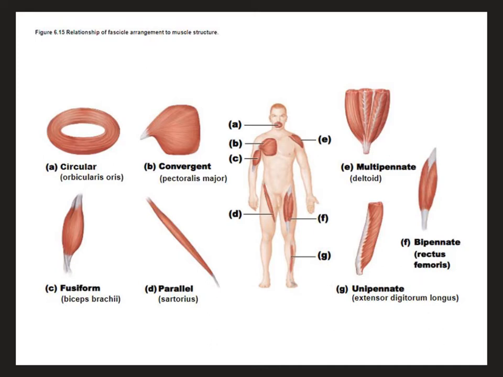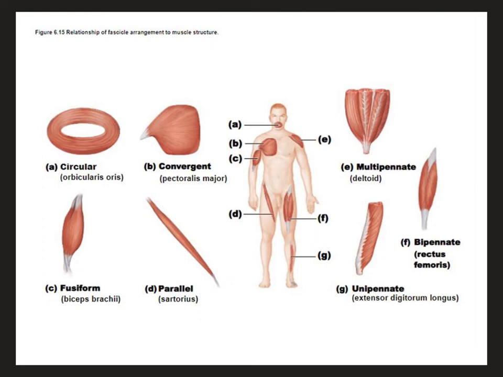Our second one in the pinnate category is bipinnate, and just as it suggests, it is two-feathered or double-feathered. And don't get caught up in the name of the example here. Rectus does not mean rectum. Rectus means straight. Femoris means of the femoral bone. So the femur, straight femur, it's going to be in our thigh muscle. That's a good example of a bipinnate, double-feathered, two-feathered type arrangement.